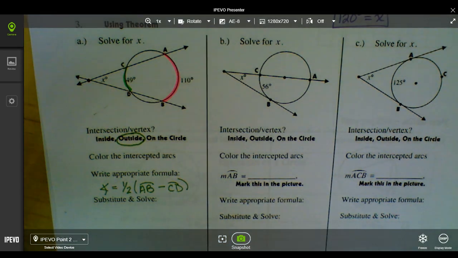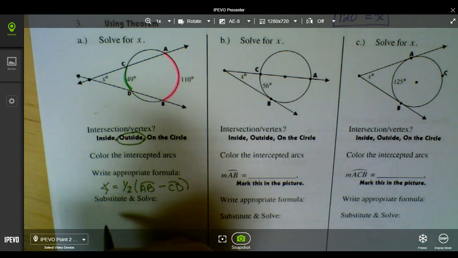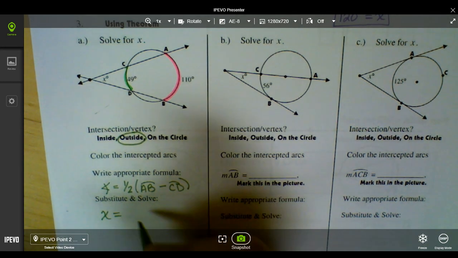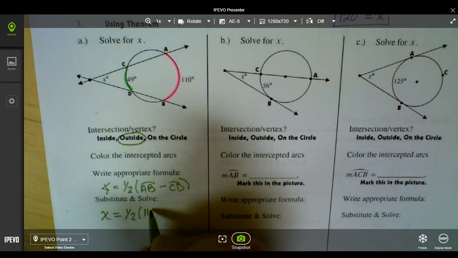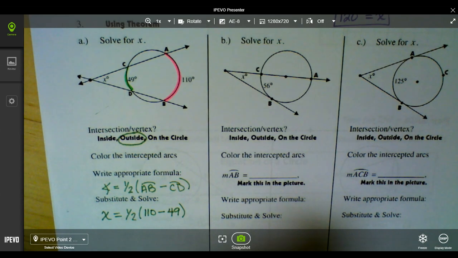Then it says substitute and solve. So what is the angle I'm actually solving for? That's x, which is 1/2 times the bigger arc, my pink one, which is 110, and then minus my smaller arc, which is just the green one, which is 49.